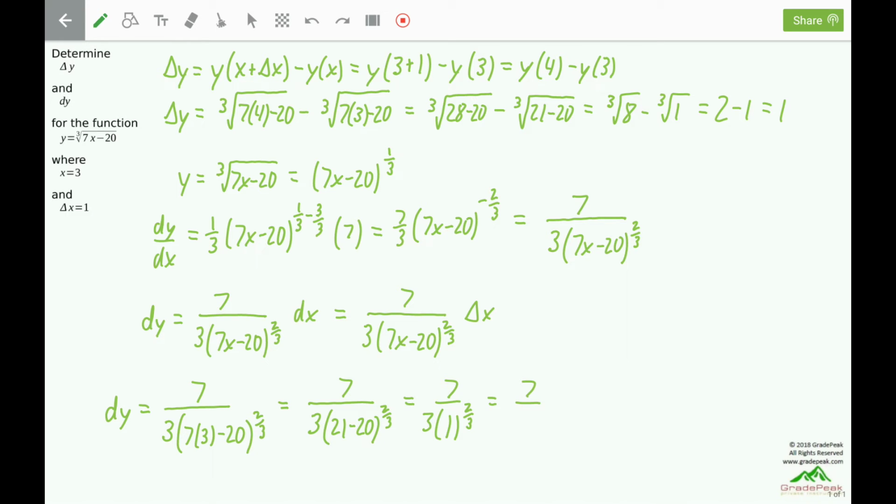2/3 power means cubed root, so the cubed root of 1 is 1, and then square the result. So we have 7 over 3 times 1 squared, which is 1, and we end up with 7 over 3 times 1, which is 1. So dy will be 7 over 3.